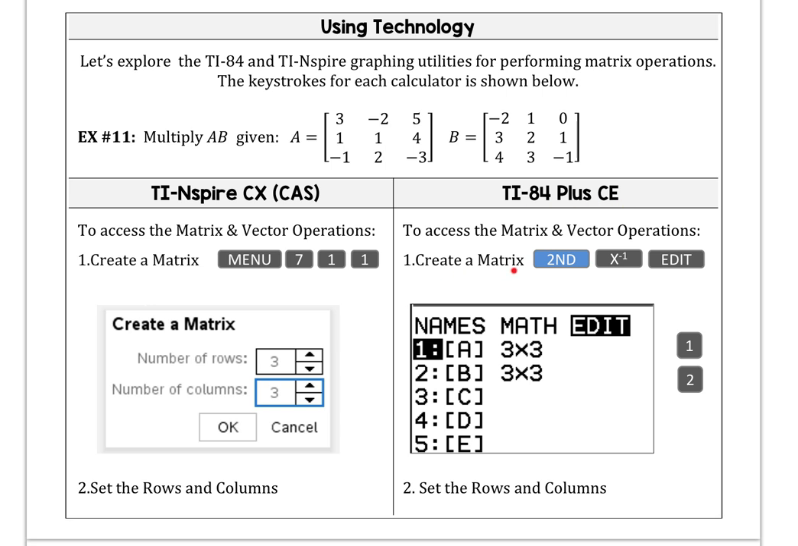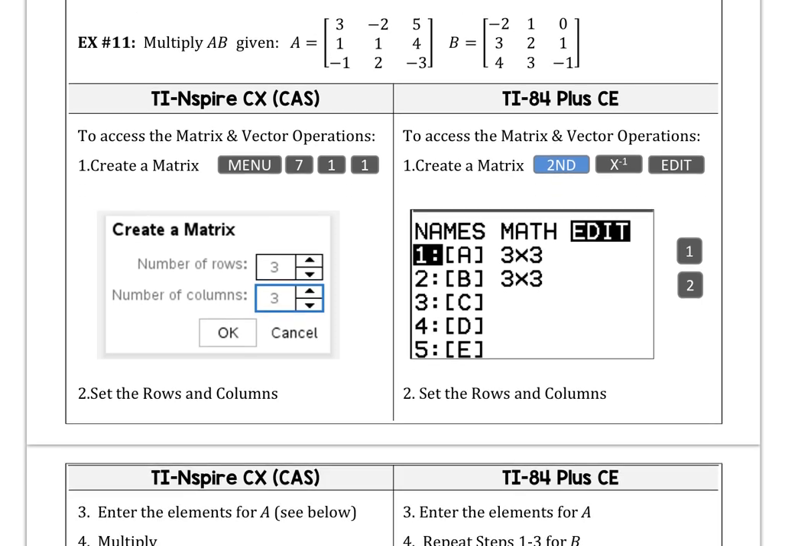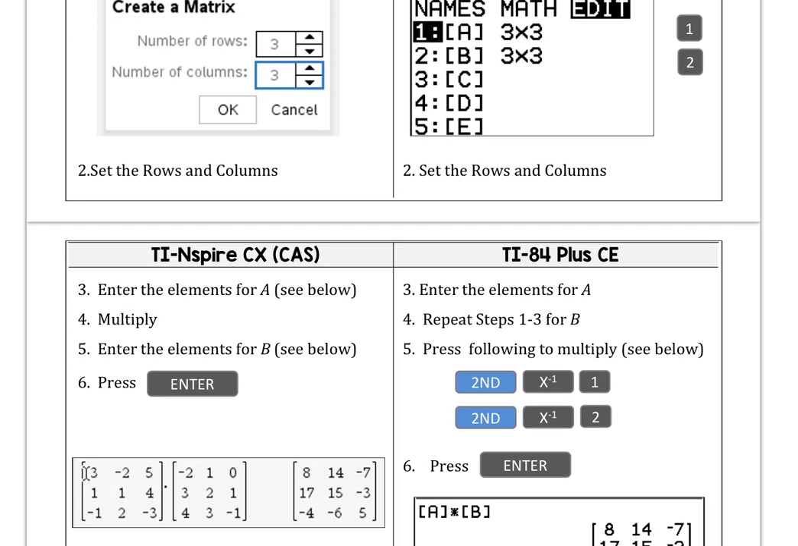So if I want to create a matrix, I'm trying to create this matrix. You press the second button, the inverse, x to the -1 power, and then hit edit, and it's going to pop this up, and I want to make a 3 by 3 matrix, 3 row, 3 column. And I'm also going to make the second matrix B, 3 row, 3 column. Then we need to set the rows and the columns. That's what we did there.